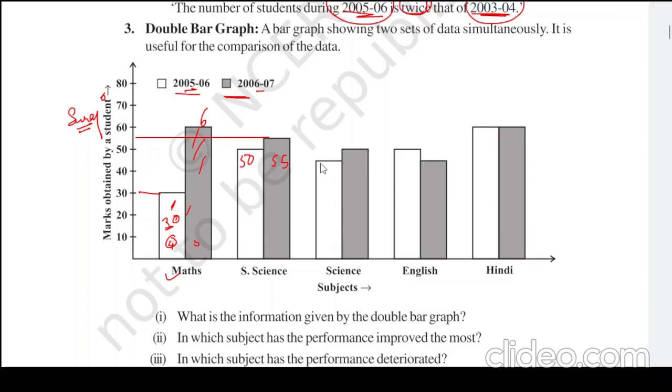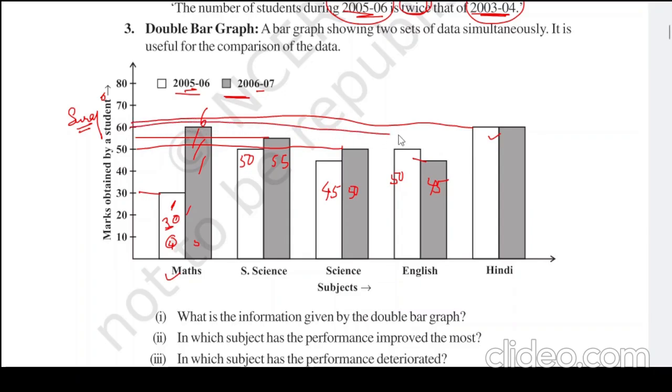In science, the score of Suraj is around 45, and his score in 2006-7 is around 50. In English, 50 in 2005-6, and less than 50, around 45, in the next year, 2006-7. In Hindi his marks are constant. He is getting something around 60 marks in Hindi in both years. So his marks are constant.